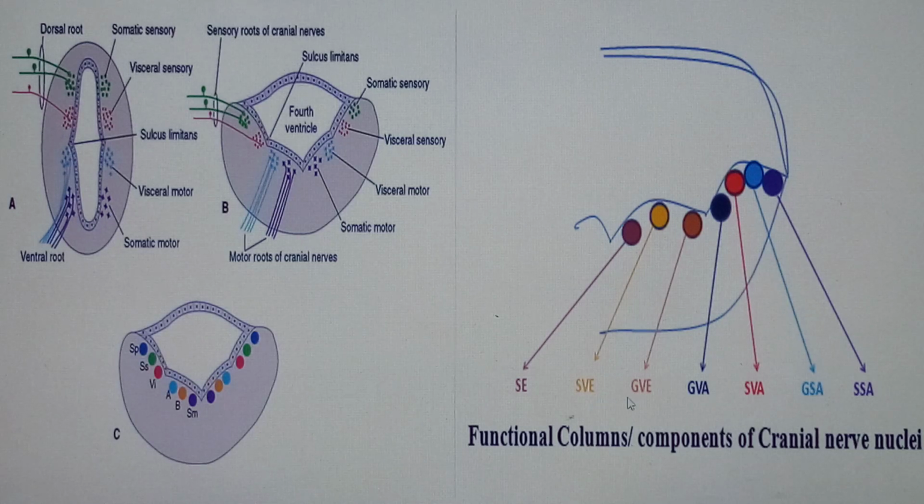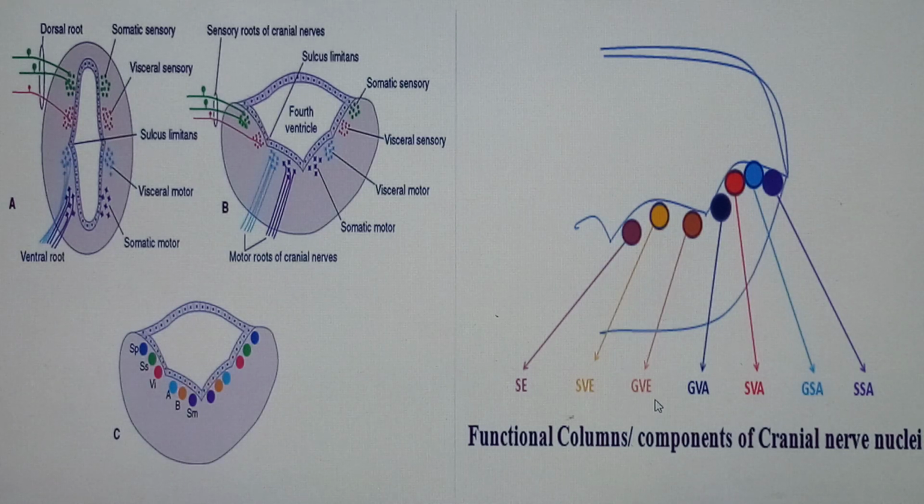Then, of course, the third one is the GVE. And my friends, GVE is general visceral efferent column. And this column, yes, already the first 2 columns are taking care of the skeletal muscles. And so it means that this third column will have to take care of the smooth muscles alongside, of course, the glands. They will be taken care of by this column. Please try and understand these things that I'm trying to explain to you.